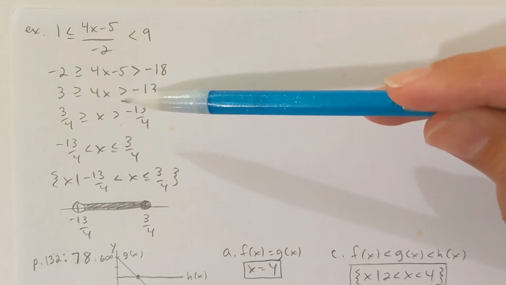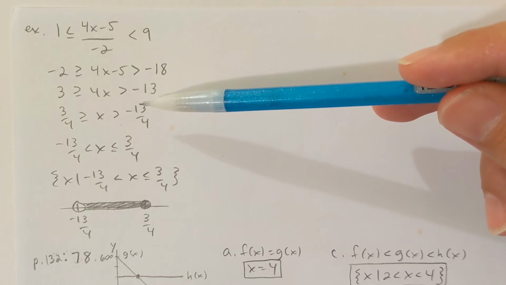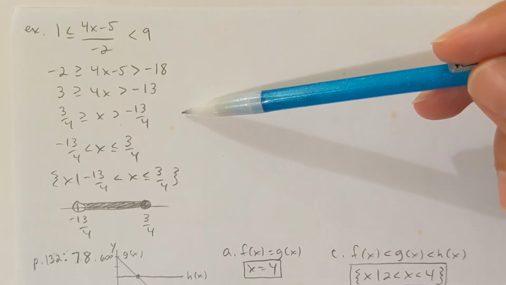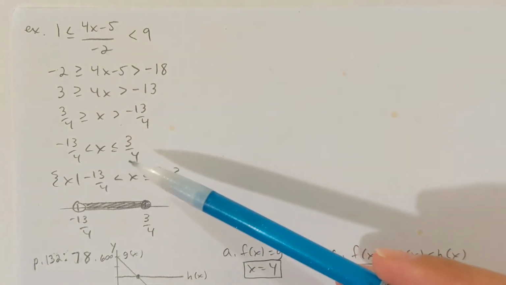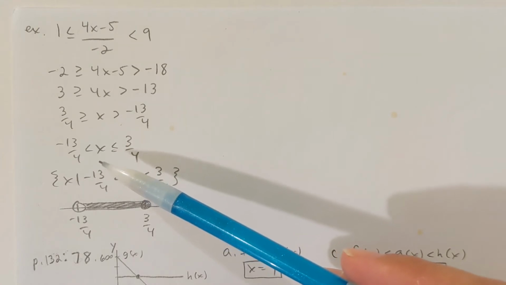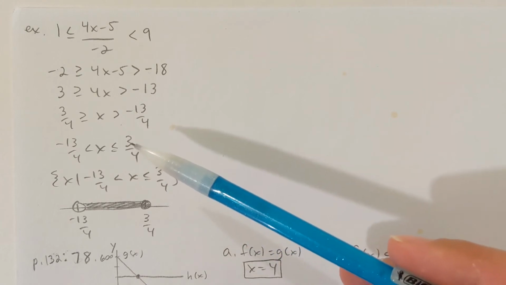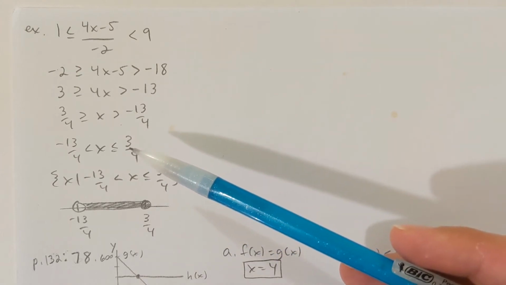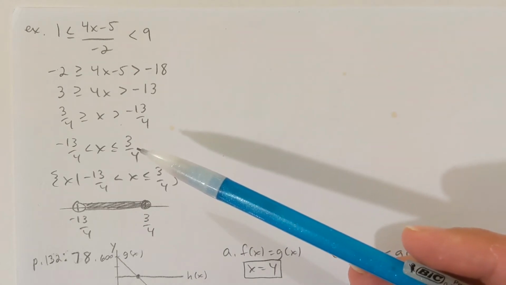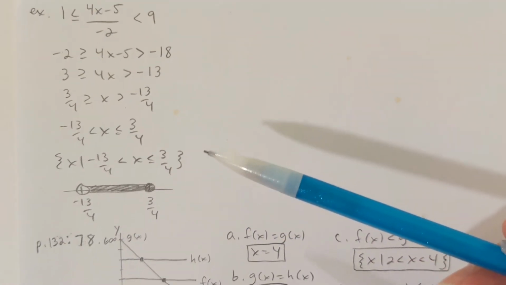Okay, and lastly, I divide by 4. 4 is a positive, so 3/4 greater than or equal to x greater than -13/4. Here would be that statement rewritten, seeing the smaller number first, which is how we'd prefer to read that. And by the way, I'm writing my answer as a compound inequality, and also writing it as a set or as an interval.